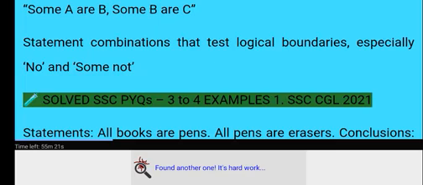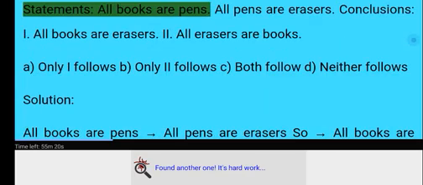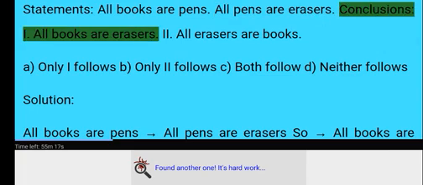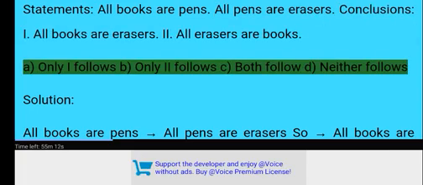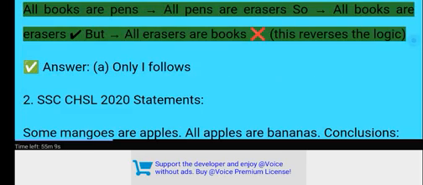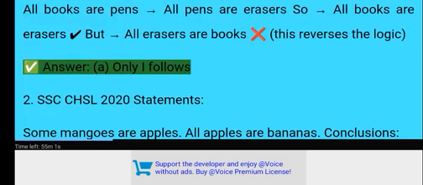Solved SSC PYQs, 3 to 4 examples. Example 1, SSC CGL 2021. Statements: All books are pens, all pens are erasers. Conclusions: 1. All books are erasers. 2. All erasers are books. A. Only 1 follows. B. Only 2 follows. C. Both follow. D. Neither follows. Solution: All books are pens, all pens are erasers, so all books are erasers. But all erasers are books is wrong, this reverses the logic. Answer: Only 1 follows.